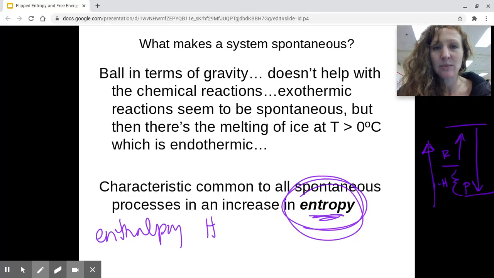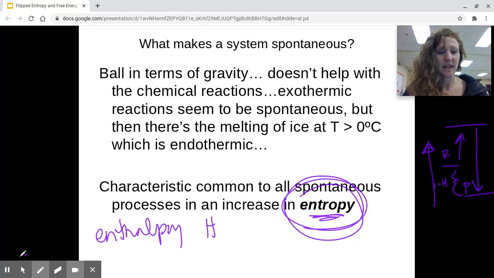Now, why they named them two names that are so similar together, I don't know. Maybe just to mess with us all. It's a very distinct possibility. But enthalpy is going to be heat under constant pressure. Entropy is something very different.